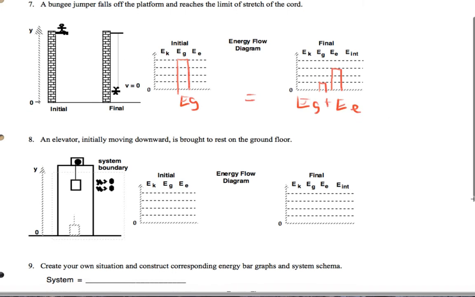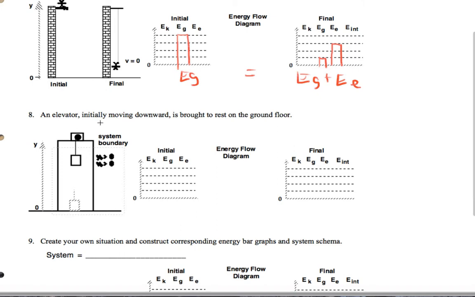And then for the last one, we have an elevator moving downwards and it's brought to rest on the ground floor. So that means we have some kinetic and we have some gravity. And then all of that energy gets completely used and put in a place where we can no longer get to it because the elevator stops. So we have kinetic plus gravity equals dissipated energy.